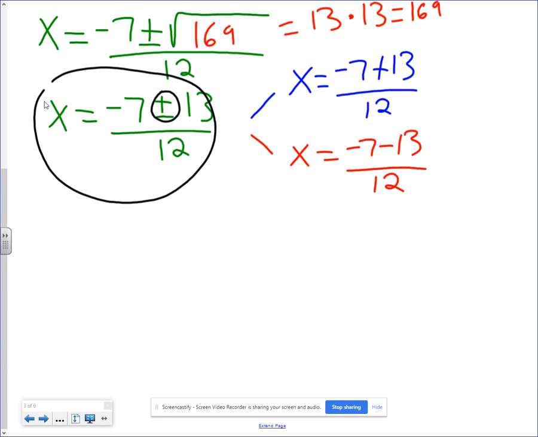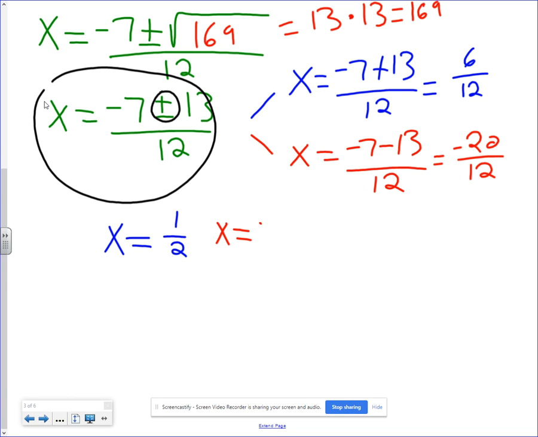So now all we need to do is evaluate those, and that will give us our roots. So -7 plus 13 is going to be the same as 6 over 12, and -7 minus 13 is going to be the same as -20 over 12. So now we simplify these if we can, which in this instance, we know that 6 over 12 is the same thing as 1/2. And we know that -20 over 12 is the same thing as -5/3.